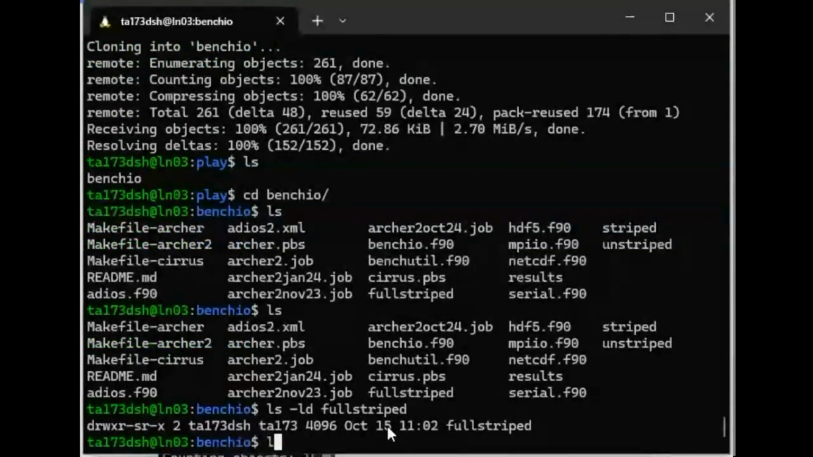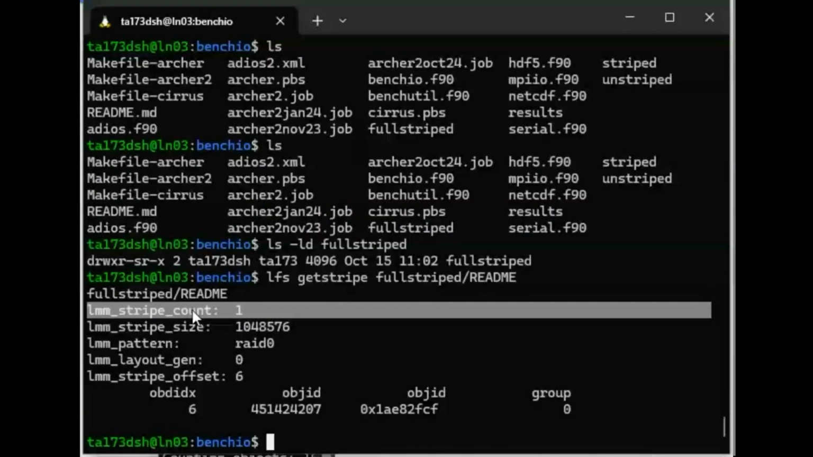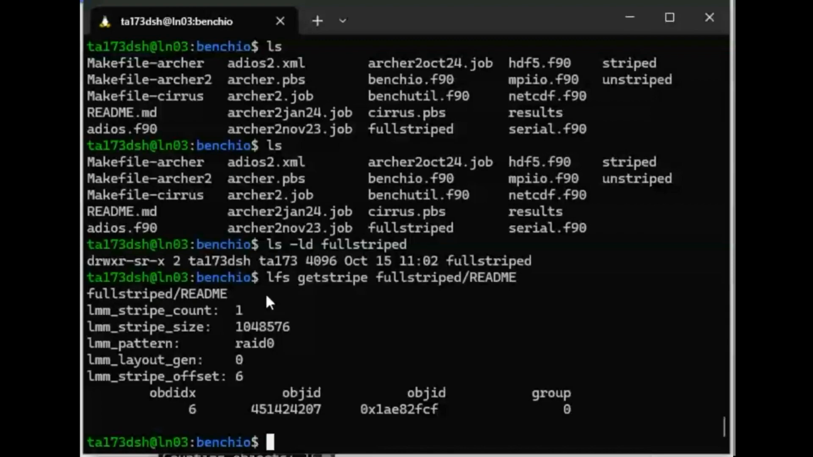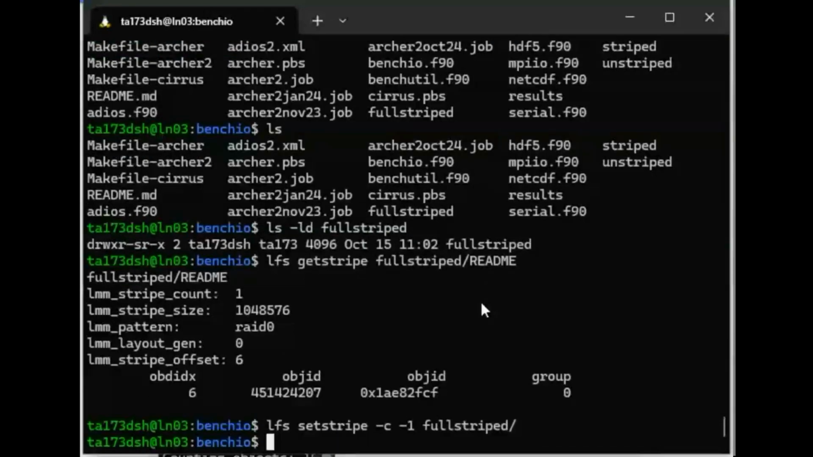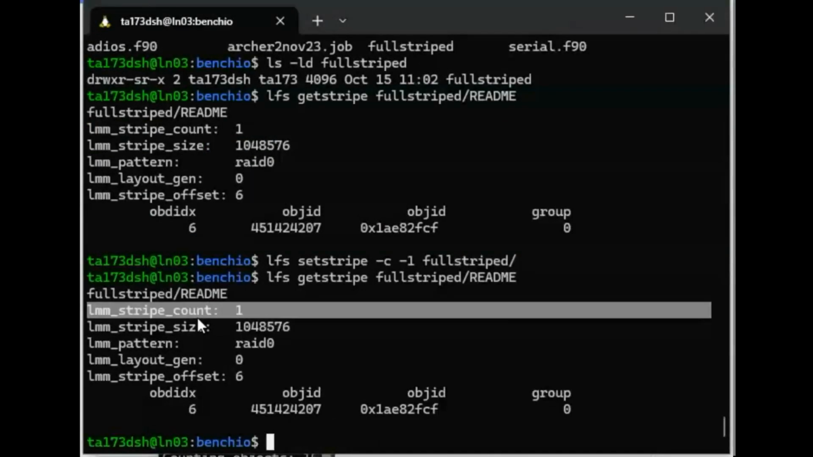It's just a directory. By default, that will be created with an LFS getstripe. And there's a README file in there that is on a stripe count of 1. That's an unstriped file, okay? I want this to become a file to be created striped. So I will do LFS setstripe -c -1 on full striped. If I now touch, that doesn't change the striping of the README, which is already there. It's still a stripe count of 1.